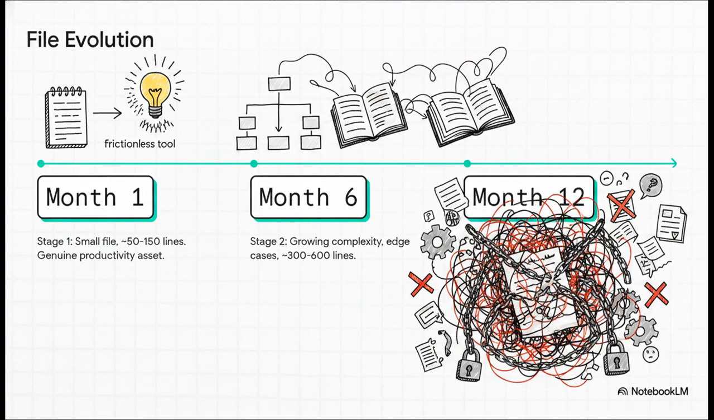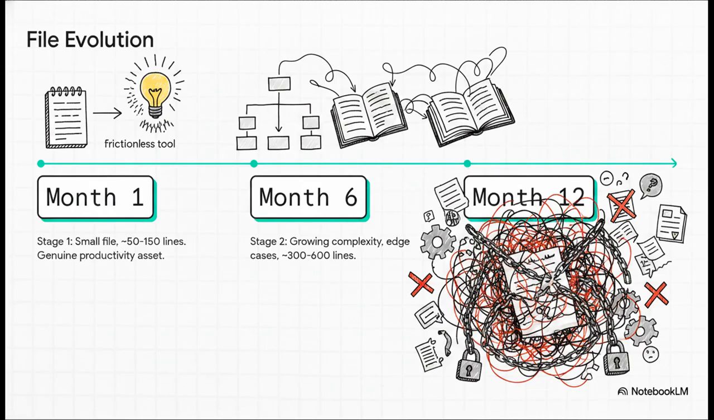You know, we can actually trace the exact chronological bloat of this file, and it's something I'm sure a lot of you have experienced firsthand. In month 1, it's a total frictionless productivity asset. You're a solo developer, you drop maybe 50 to 150 lines in the repo root, just some basic coding conventions, maybe some testing expectations, easy.